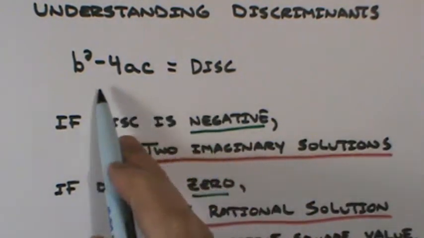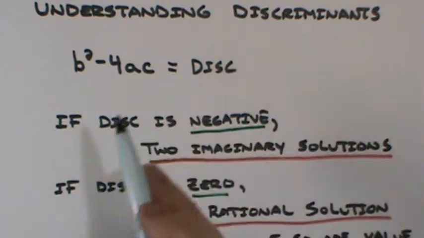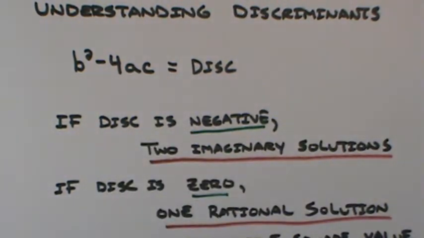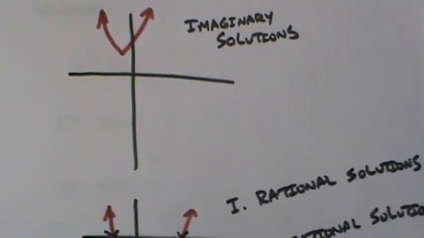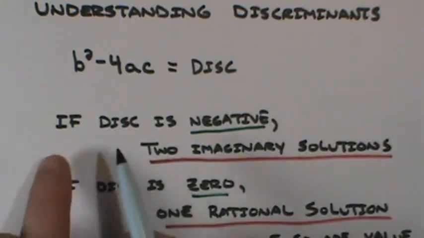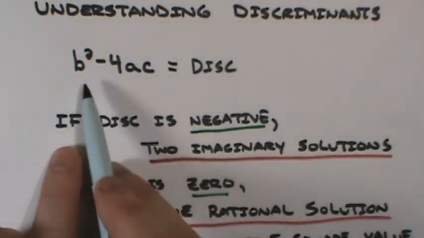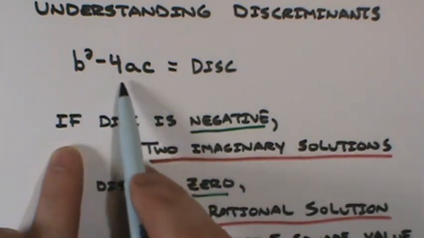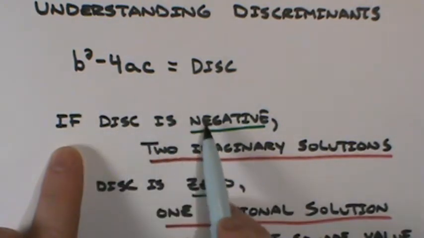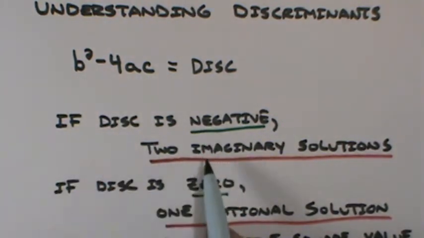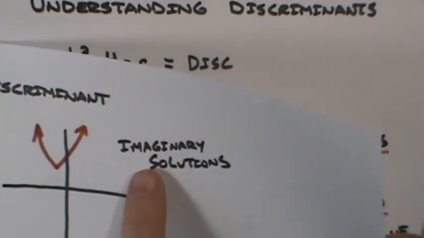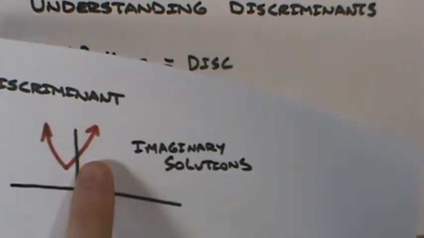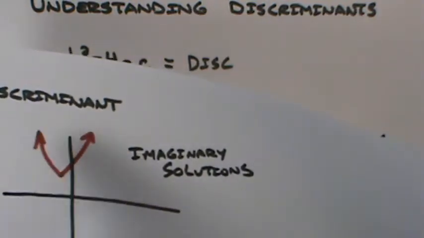Now, if you do this calculation, which I'm going to show you how to do in a moment, you can go through this chart and you'll be able to determine what picture you're working with. And so, first off, if the result, when you plug these numbers into this formula, is negative, you know you have two imaginary solutions. That's what we're looking at right here. You've got two imaginary solutions. The parabola never crosses the x-axis is what that means.